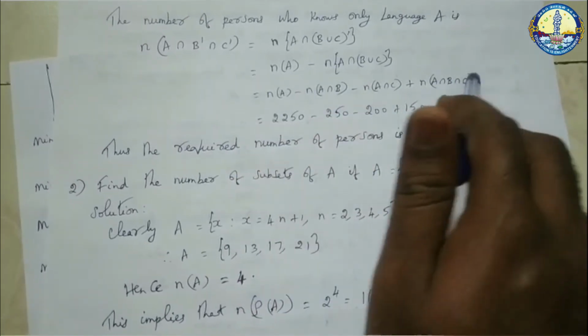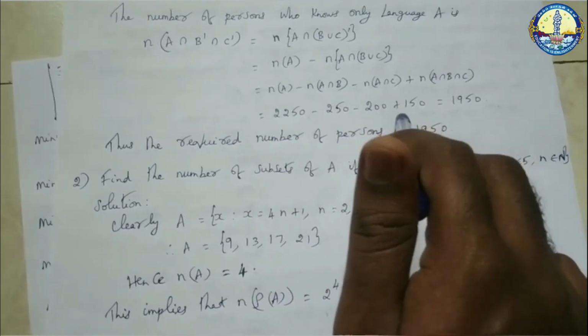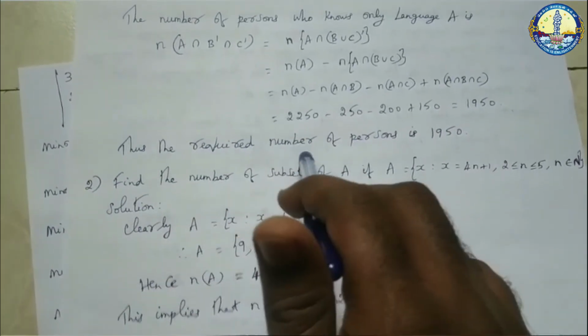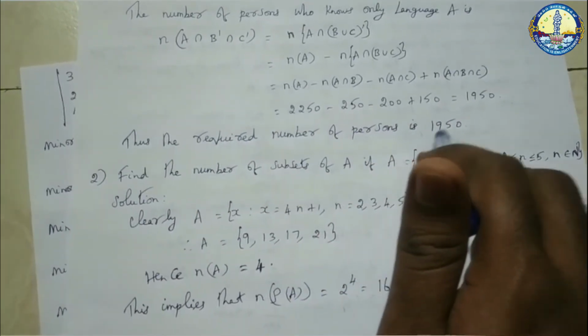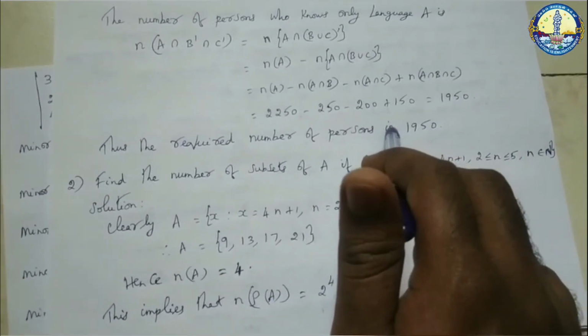This value we already found. So 2,250 minus 250 minus 200 plus 150 equals 1,950. So thus the required number of persons is 1,950. Out of 5,000, 1,950 persons know only language A.